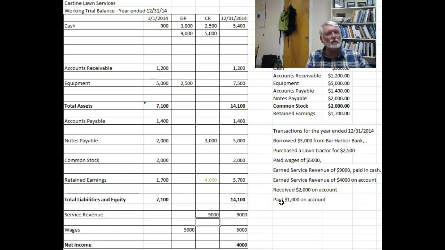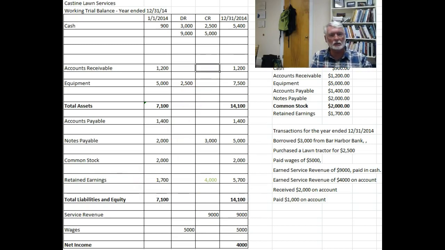Then we earned service revenue of $4,000 on account. This is accounting jargon, but when he earns something on account, that means I'm earning the money, but I haven't been paid yet. I've sold something, lawn services in this case, but I've told my customers they can pay me later. So I'm going to mow their lawns, fix their gardens, whatever I'm doing, and I'm going to bill them after I've done the work, and they're going to pay me sometime later, maybe 30 days later. So I've done $4,000 of work that I haven't been paid for.